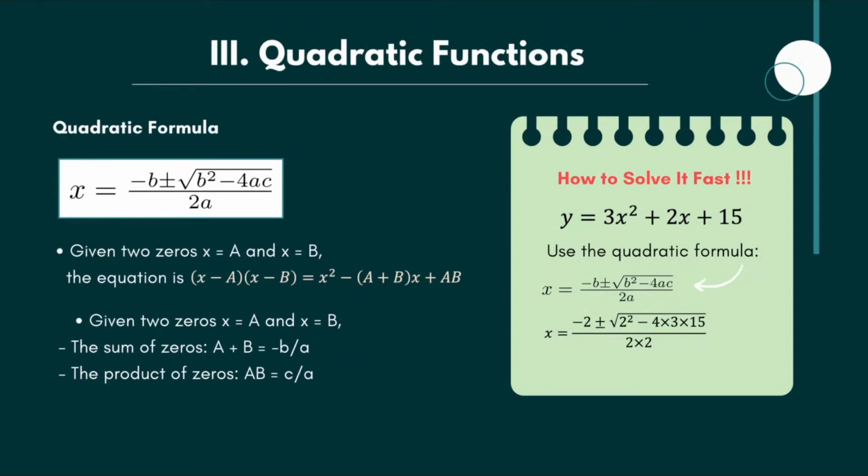Now let's try using the formula on an actual function. Here we have y equals 3x squared plus 2x plus 15. We know that a equals 3, b equals 2, and c equals 15. We'll plug these values into the quadratic formula to get x equals negative b, or negative 2, plus minus the square root of b squared minus 4ac, or 2 squared minus 4 times 3 times 15, over 2a, or 2 times 2. And that's how you find the zeros of this function.